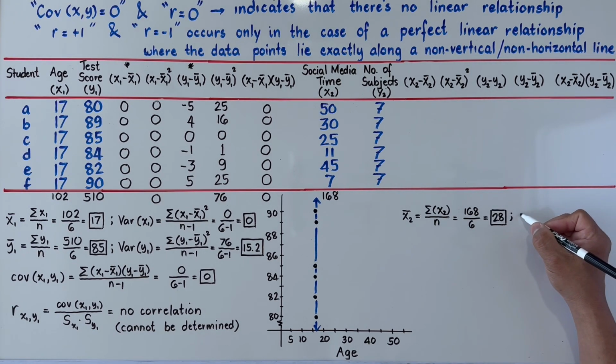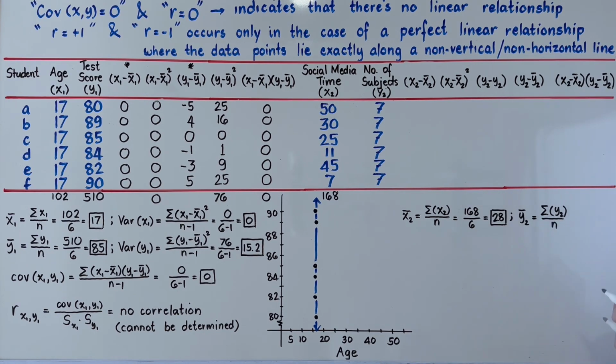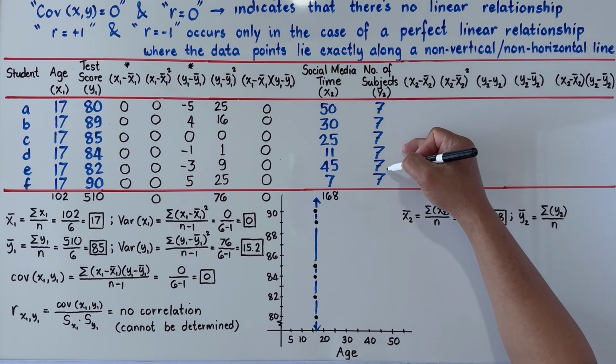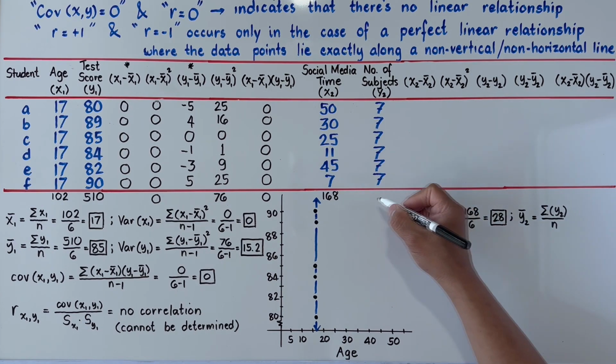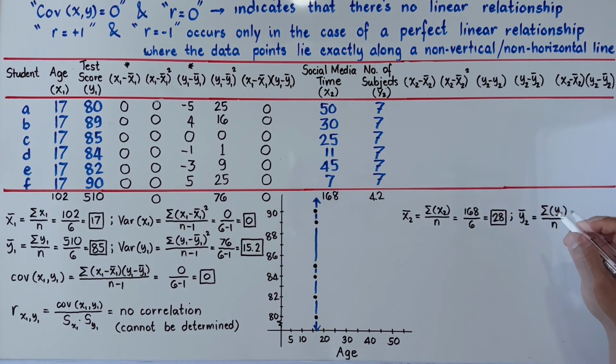Also, we need to find the mean of the variable y sub 2, and the formula is the sum of all the values in y sub 2 divided by how many of them. So adding these 6 sevens here, we have 42 as the sum. So this is 42 divided by 6, and 42 divided by 6 is 7, and it's very obvious that the mean of all sevens is 7.